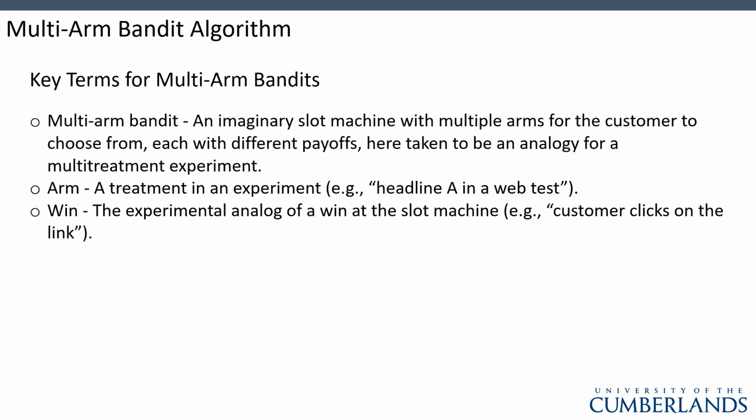Some of the key terms for multi-arm bandits are multi-arm bandit, which is an imaginary slot machine with multiple arms for the customer to choose from, each with different payoffs. Here, take it as an analogy for a multi-treatment experiment. The arm and the win. The arm is a treatment in an experiment, a headline A in a web test. So the win is the experimental analog of a win at the slot machine. So the customer clicks on the link.